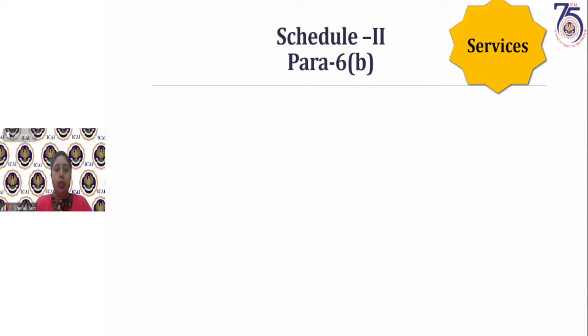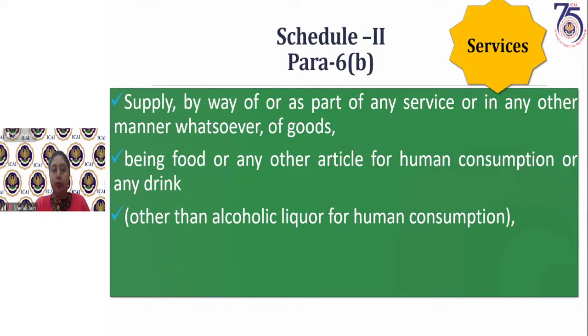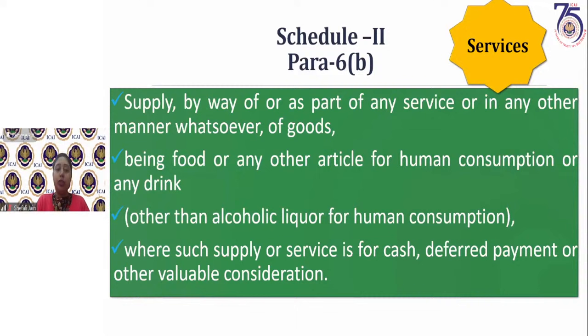Para 6B says that you are supplying any food or any article for human consumption or any drink other than alcoholic liquor for human consumption. Why has this exception been provided? Because alcoholic liquor for human consumption is not under GST purview. So for this, whatever consideration we are receiving, this particular supply is a supply of service. If you are supplying food articles, any drinks, any article for human consumption as part of service, or in any manner we are supplying those goods, that means any food article or any drinks, then that will be considered as supply of service.